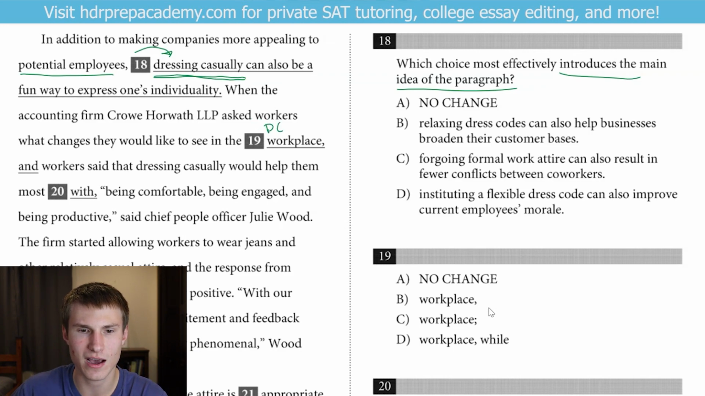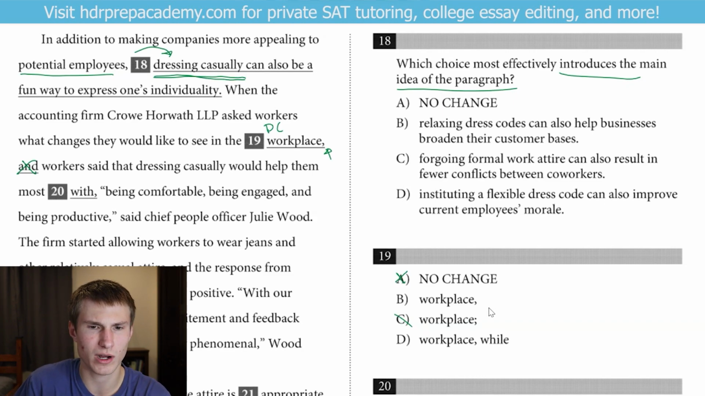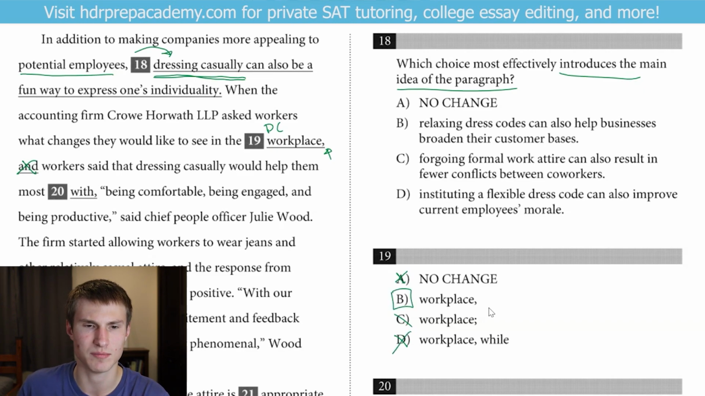Okay, so that has to have a comma after it for 19. So anything without a comma there we can get rid of, so we can get rid of C. Also, since it's a dependent clause, we don't need to have and after it, so we can get rid of A. We also don't necessarily need to have while there. We wouldn't want to have a dependent clause and then go into another dependent clause. That wouldn't make sense, so our answer has got to be B.